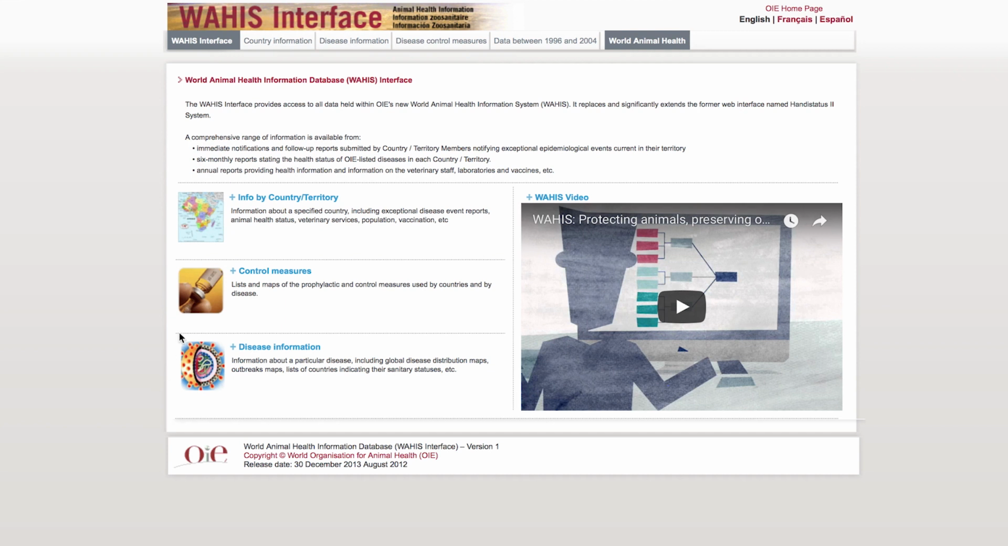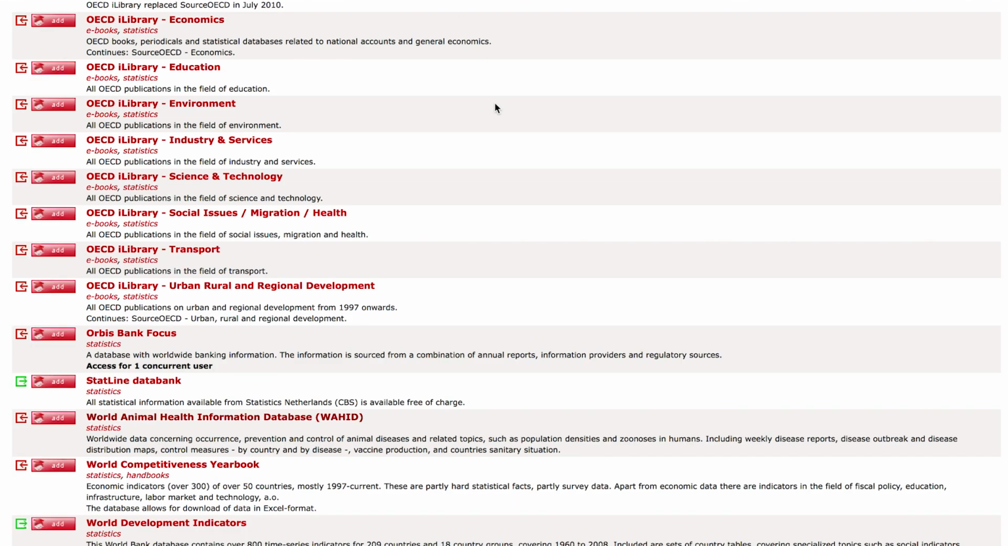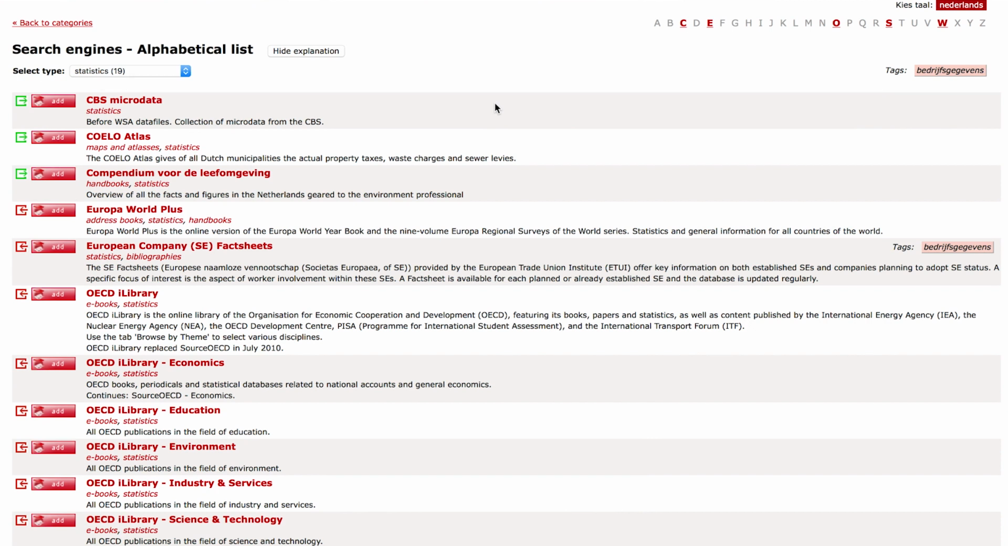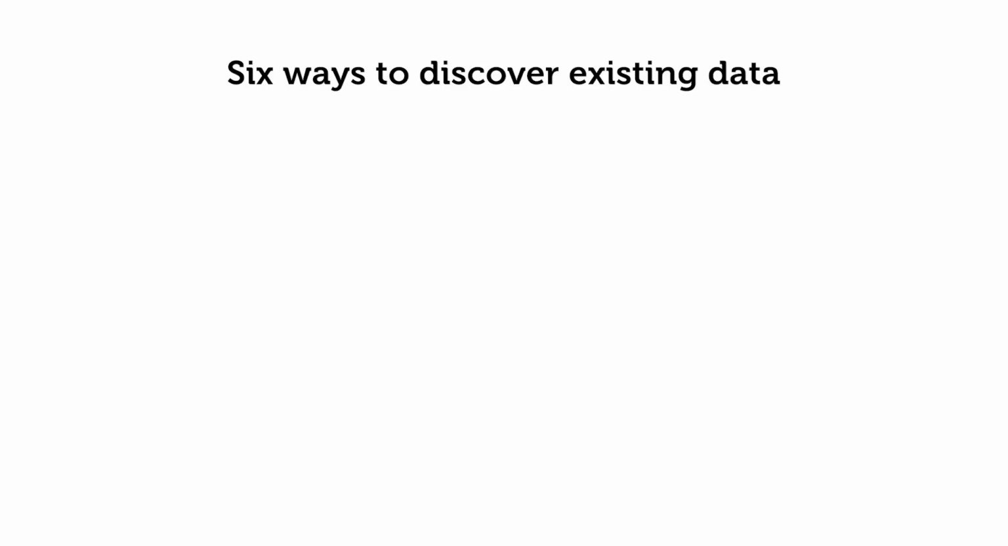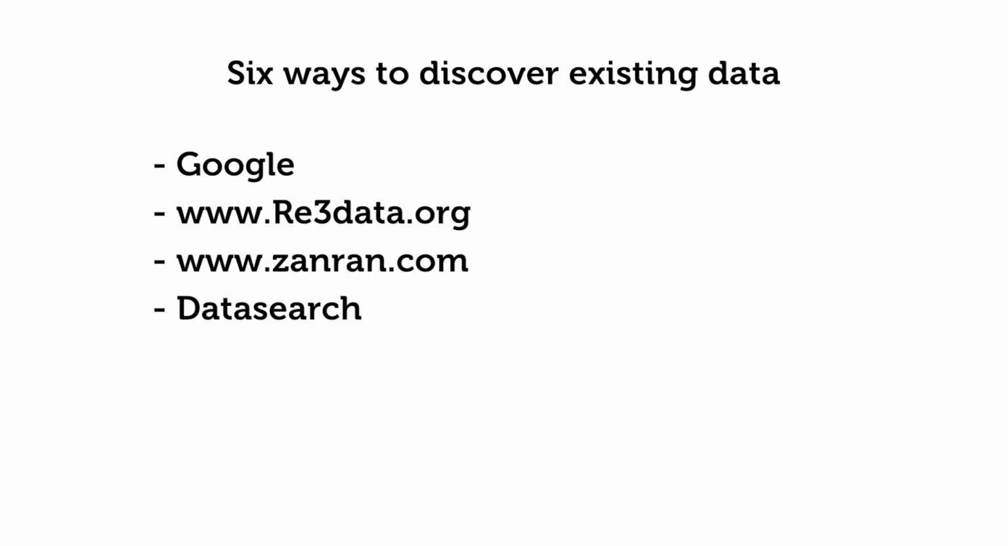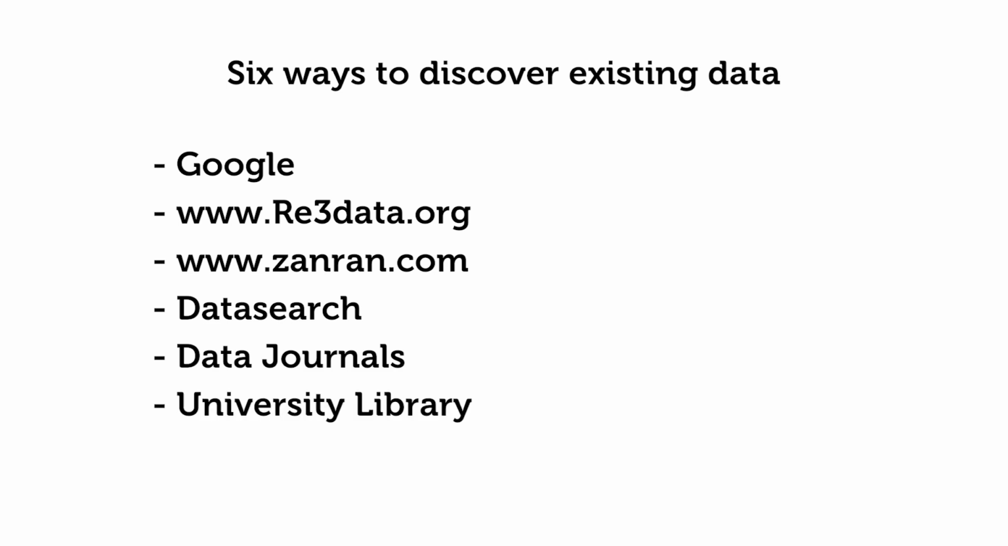Concluding, the library provides access to several licensed search engines and databases that are accessible through the library website. It is worth checking these out when looking for existing data. We have now seen 6 different ways for searching existing data. We have looked at Google, Refree Data, Zanran, Data Search, data journals, and the university library.